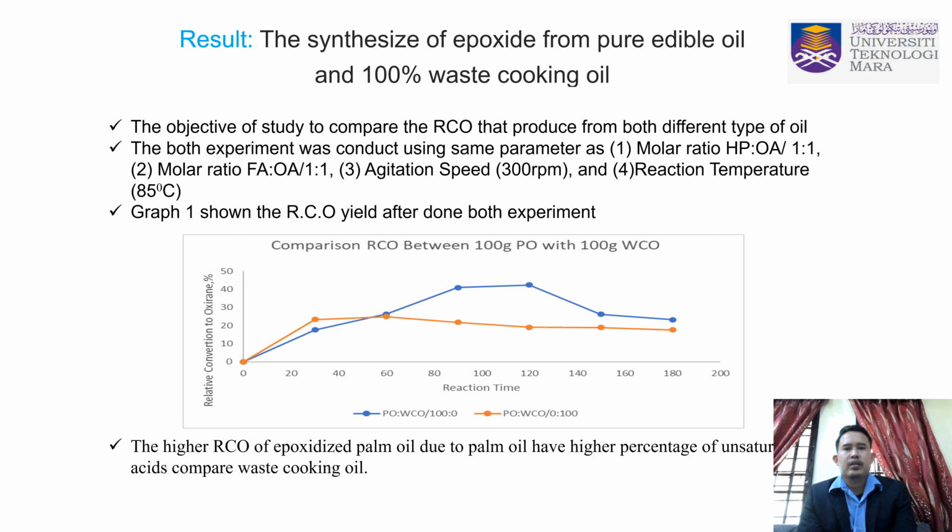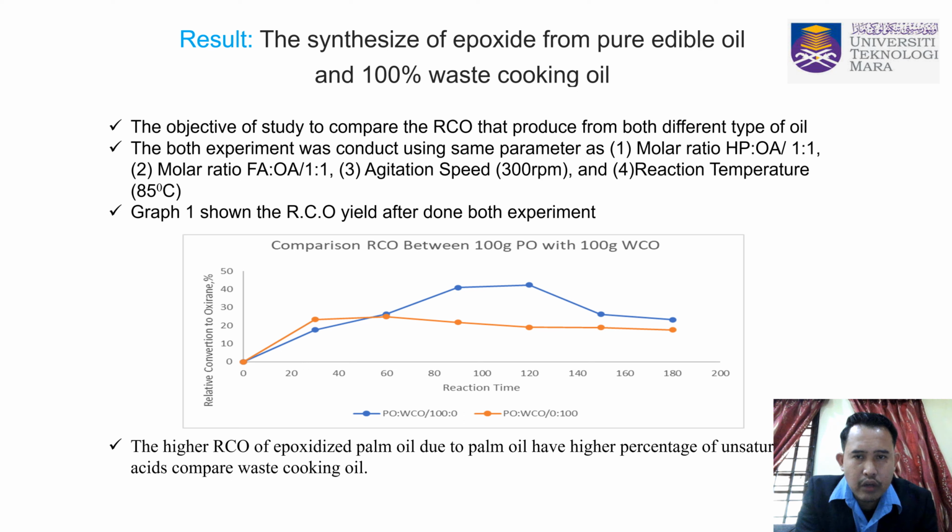So the results from the research. For the objective, the synthesis of epoxide from pure edible oil and 100% waste cooking oil, we compare the RCO produced from both different types of oil. Both experiments were conducted using the parameters: number 1 molar ratio HPOA 1, number 2 molar ratio FAOA 1, number 3 agitation speed 300, and number 4 reaction temperature 85 degrees. So this is the best optimal parameter that we have found.